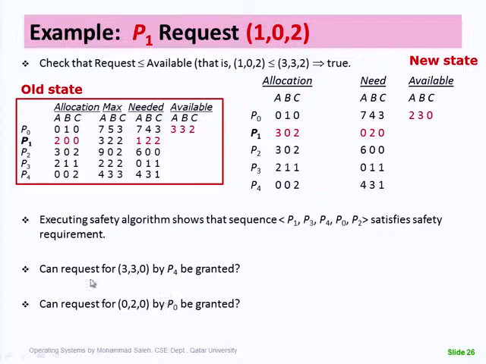As an exercise, you can also check other requests, such as 330, requested by P4, or the request 020, requested by P0. Towards the end of the class, I'm going to do some exercises with you related to this.